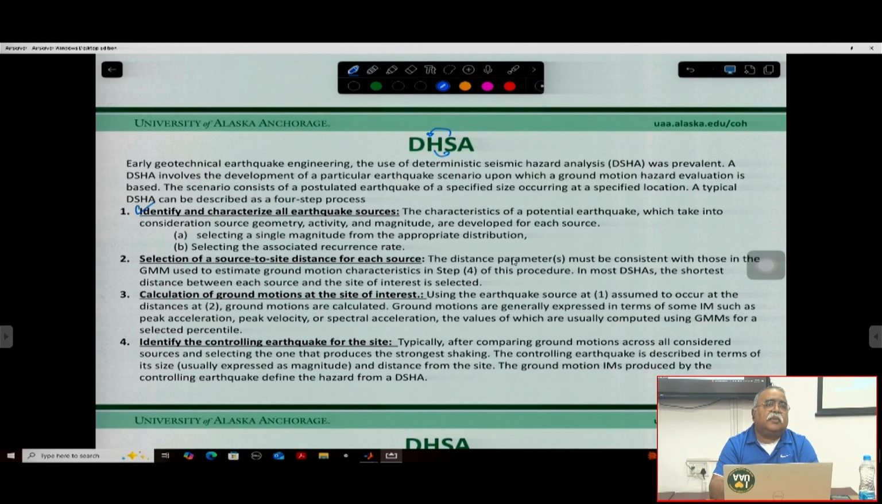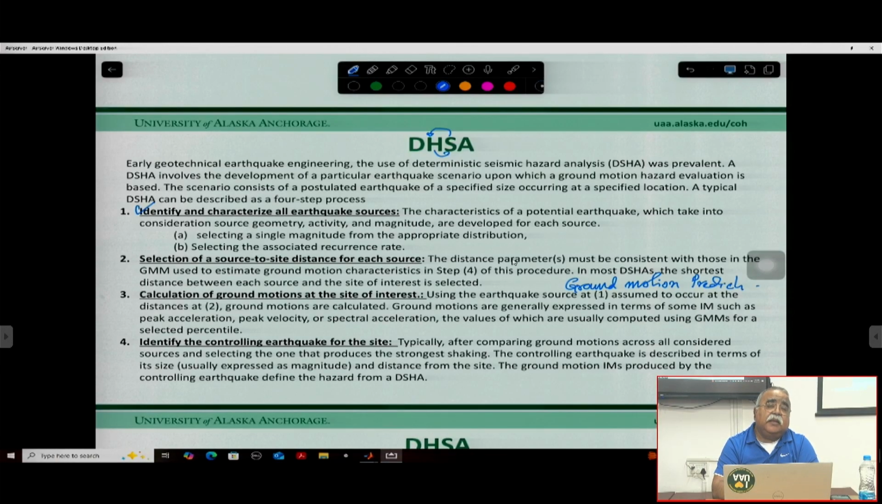That is what we call a ground motion attenuation relation, or ground motion prediction equation, GMPE, or GMM, ground motion model. We put in the magnitude, the distance, the VS30 of the site, all the numbers, and it will give you the ground motion at the site of interest.